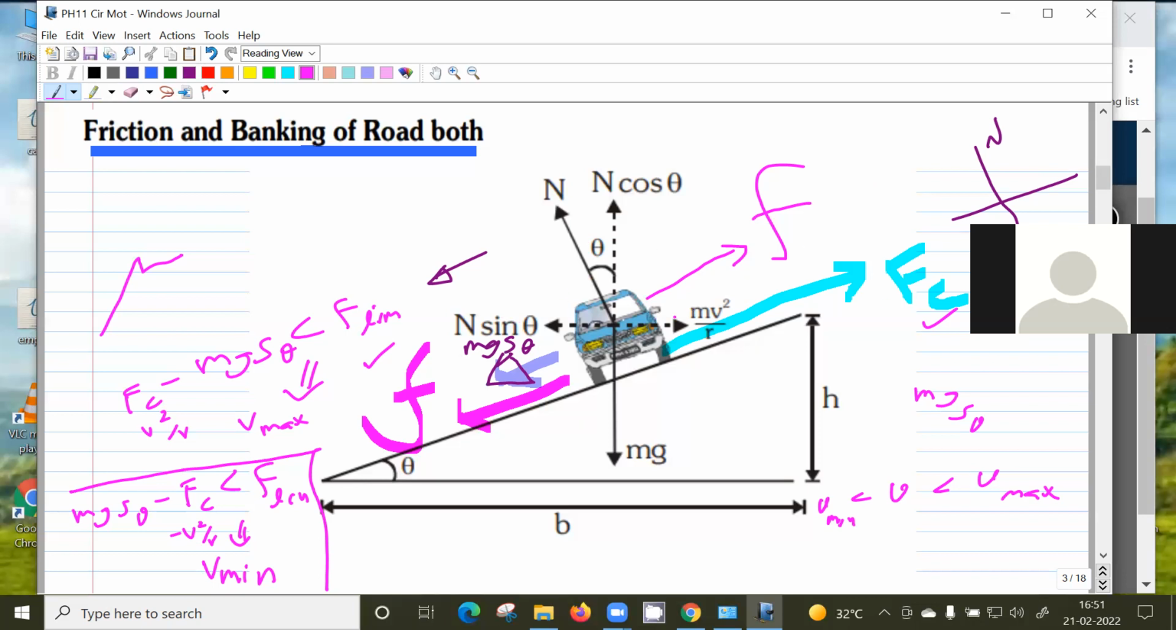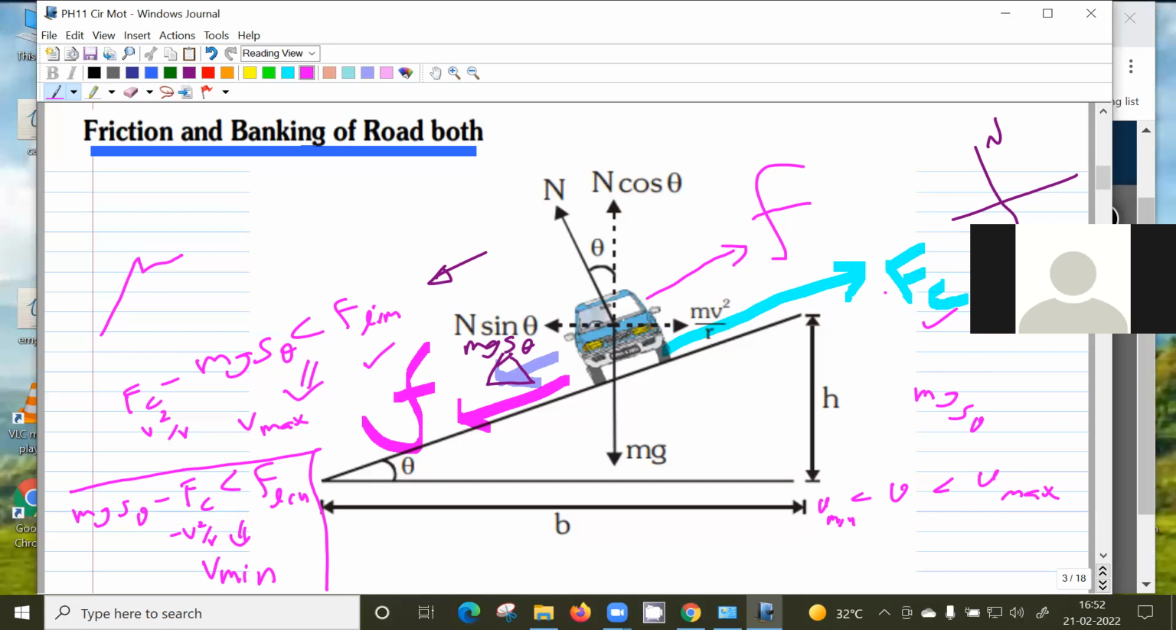When the car is moving at high speed, Fc will dominate. So Fc minus mg sin theta will be the net force acting outwards, and the friction force will be in the opposite direction. In the limiting case, Fc minus mg sin theta should equal F limiting. That will give the maximum velocity.